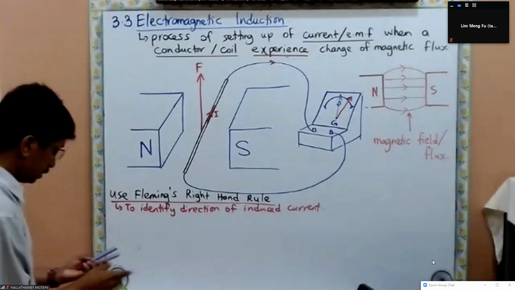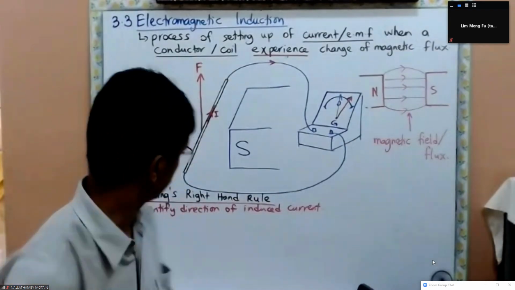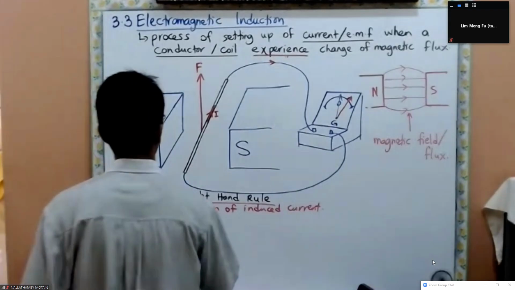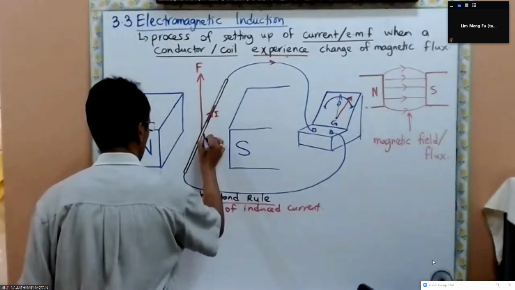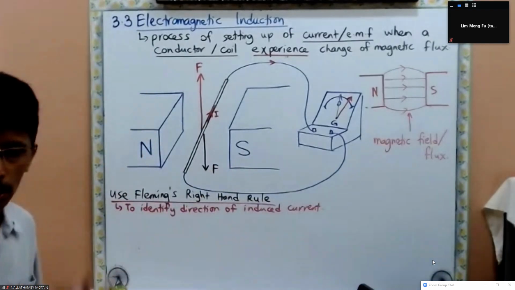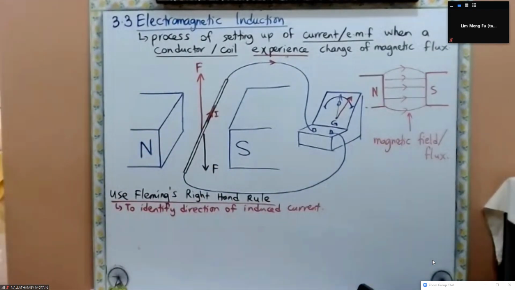Okay, now I change the color. Let's say this conductor is being moved downward. It's the second case. I want to redraw one more diagram.